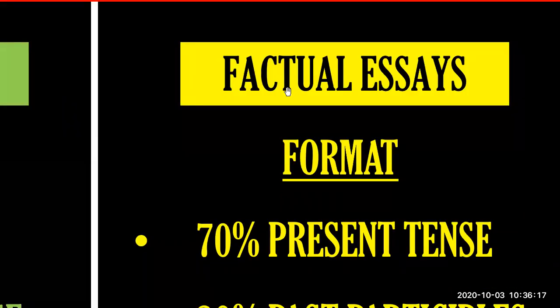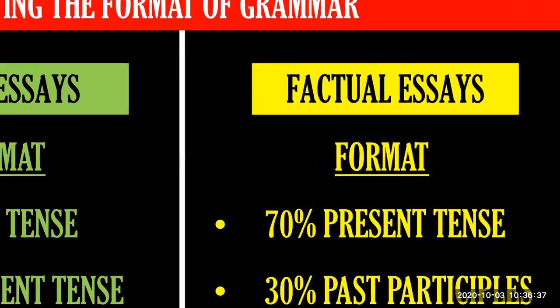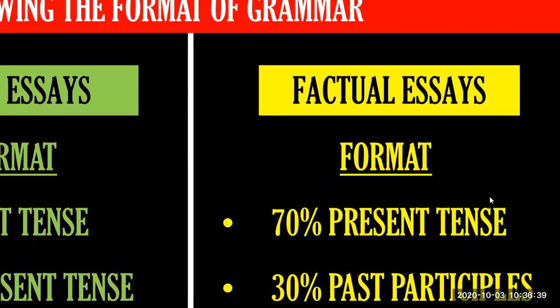F-A-C-T. Fact is something that is truth, that is real. For example, water is important, right now. We need water for the rest of our lives, no matter how old we get or no matter what happens. You can't say water was important. No, even up till now, I'm talking to you, water is still important. Hence, you must use 70% present tense, all right?